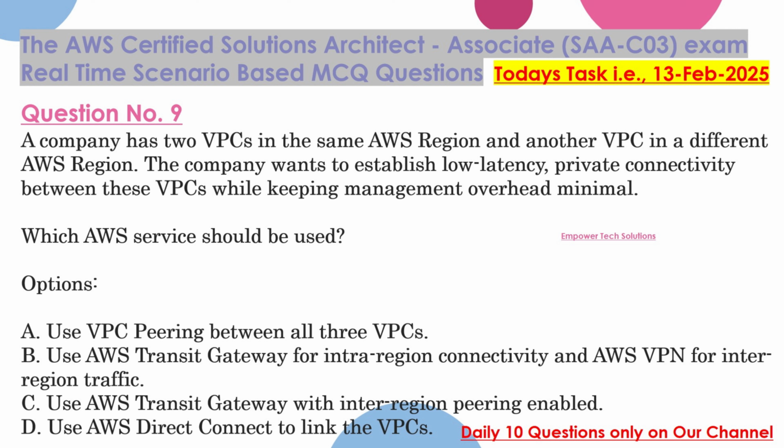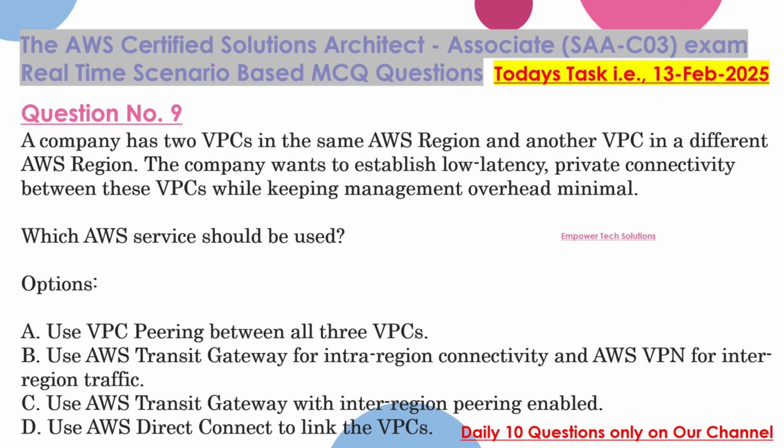Question 9. A company has two VPCs in the same AWS region and another VPC in a different AWS region. The company wants to establish low latency, private connectivity between these VPCs while keeping management overhead minimal. Which AWS service should be used?